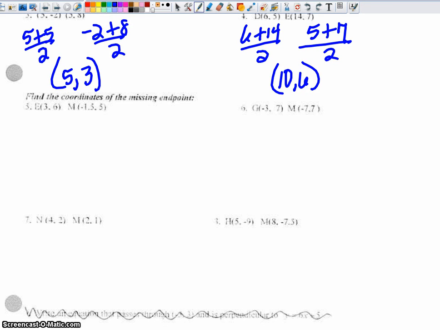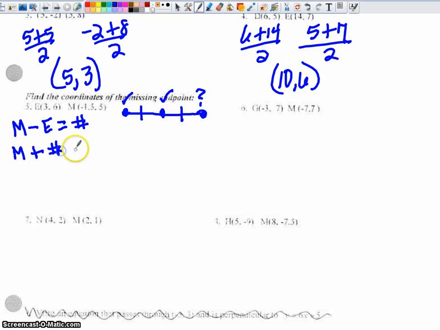So now what if they give you one of the missing endpoints and the midpoint, and they want the other one? So what they have in effect done is they've given you this and this, and they want to know what this is. It's the middle, so this distance and this distance has to be the same. So what you're going to do is take the midpoint minus the endpoint, and you're going to get a number. Then you're going to take the midpoint plus whatever that number was, and you're going to get your answer. So you do this for the x, and then you do it again for the y.